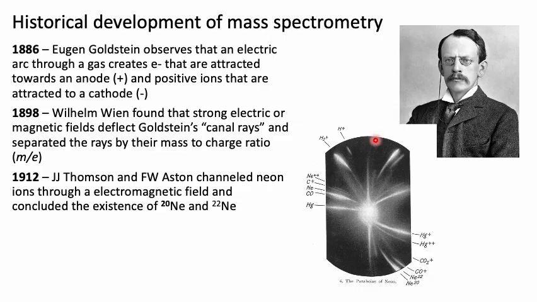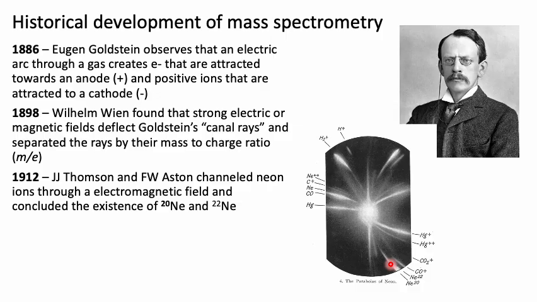And this is the photoplate here, where there are different parabolic curves that are imprinted on the photoplate that correspond to the different ions and isotopes that were in the gas. Of course, they tried to use it with a pure neon gas, but there's other things as well in there.